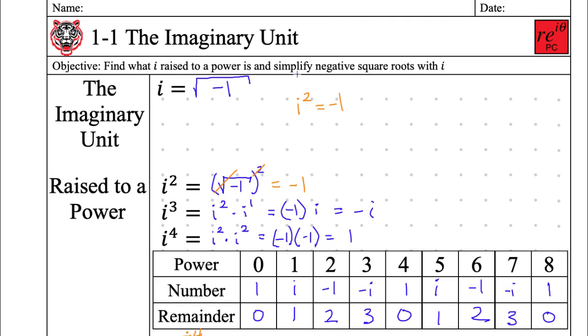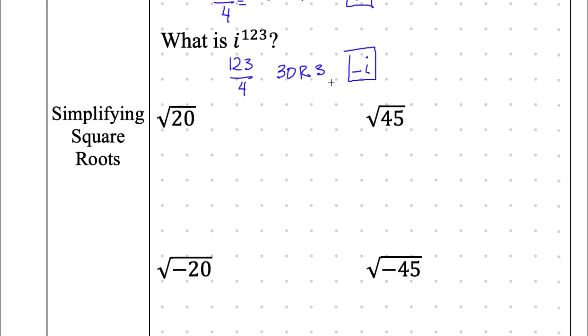I raised to a power. The second part of our objective is to simplify negative square roots using I. So, as a bit of review, how do you simplify square root of 20? Well, you make a factor tree. I should have given you more time to think about that, but I apologize. Okay, what times what is 20?